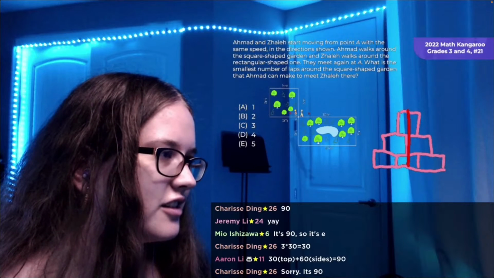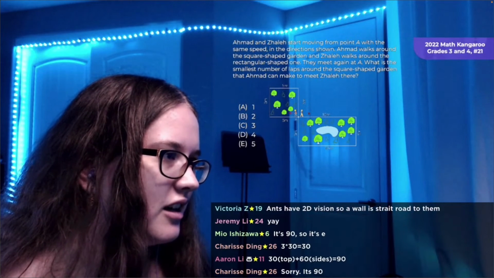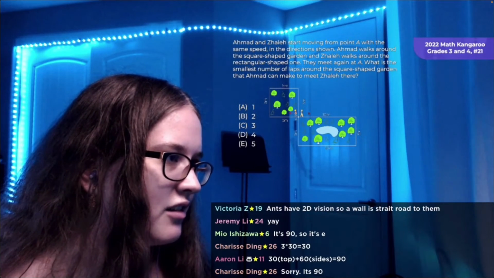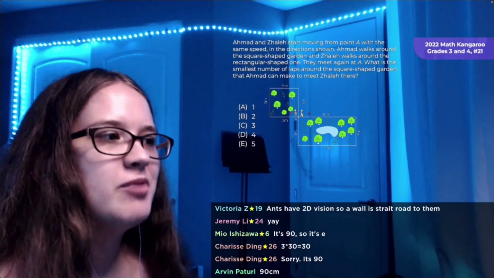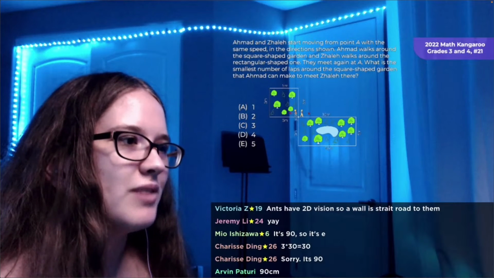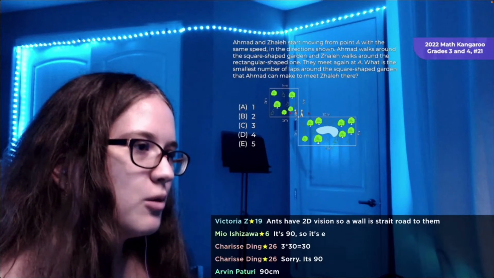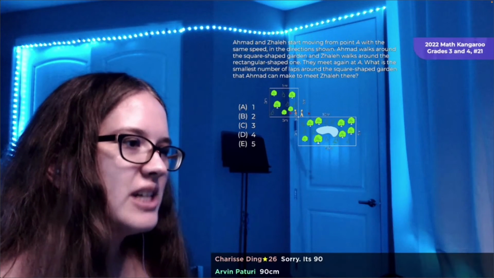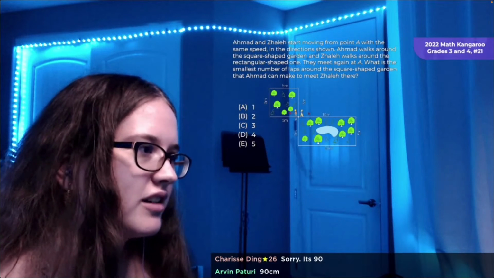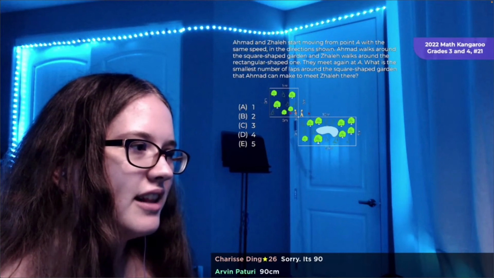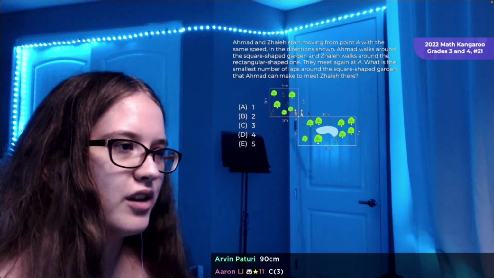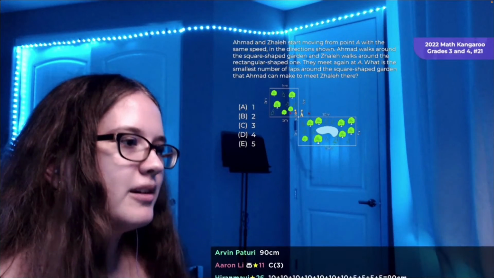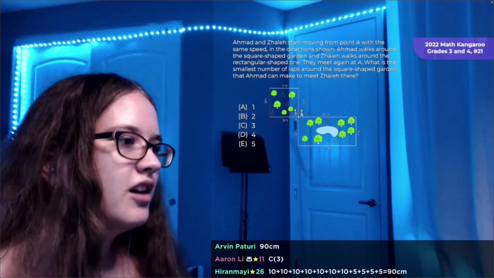Okay. So now we've got Ahmad and Zaleh, who start moving from point A with the same speed in the directions shown, where Ahmad walks around the square-shaped garden and Zala walks around the rectangular-shaped one. They meet again at A, and they want to find the smallest number of laps around the square-shaped garden that Ahmad can take to meet Zala there.